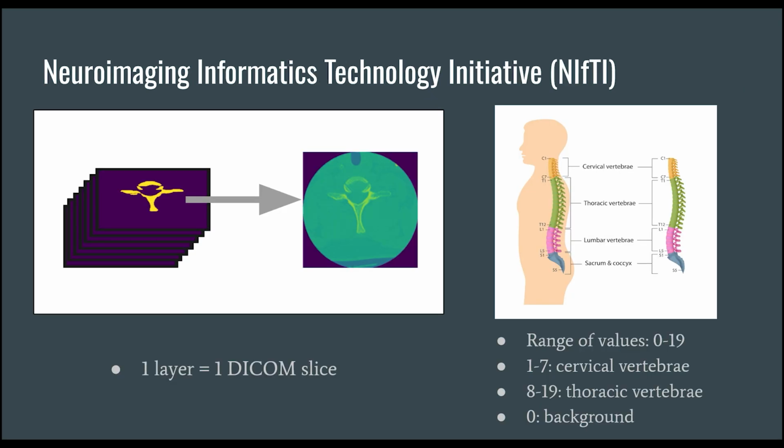Our NIfTI files contain our segmentation data. They have hundreds of layers, and each layer is a mask which corresponds to a single DICOM slice. Each mask is basically a matrix of numbers where a pixel is given a value from 0 through 19. 1 through 7 corresponds to the cervical vertebrae, 8 through 12 corresponds to the thoracic vertebrae, and then everything else is just labeled as a 0 for the background.